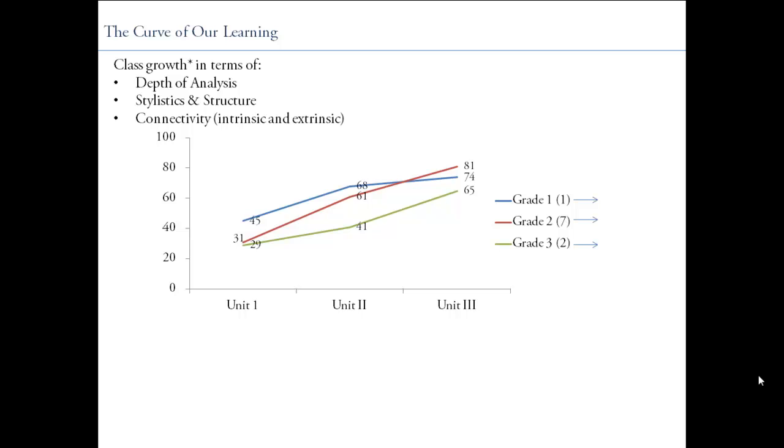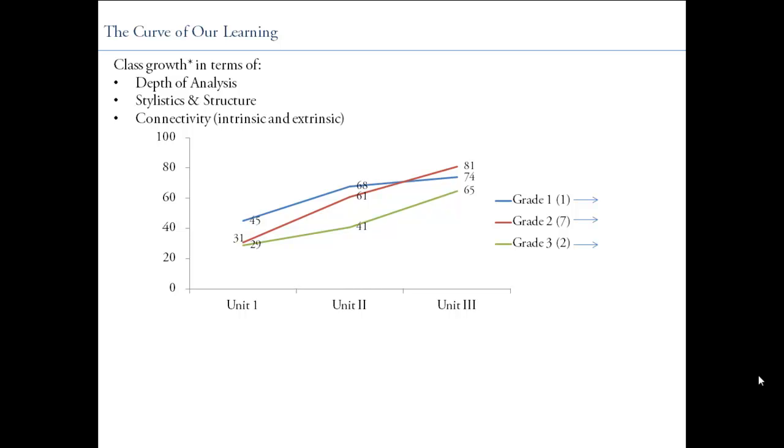And finally, connectivity, intrinsic and extrinsic. When I say intrinsic connectivity, it is the way you've connected one point to the next. What is the logic you followed in forming and connecting one point to another? If you're putting 4 arguments in support of a point you're trying to make, then why did you organize them as 1, 2, 3, 4? Is that the best possible organization?